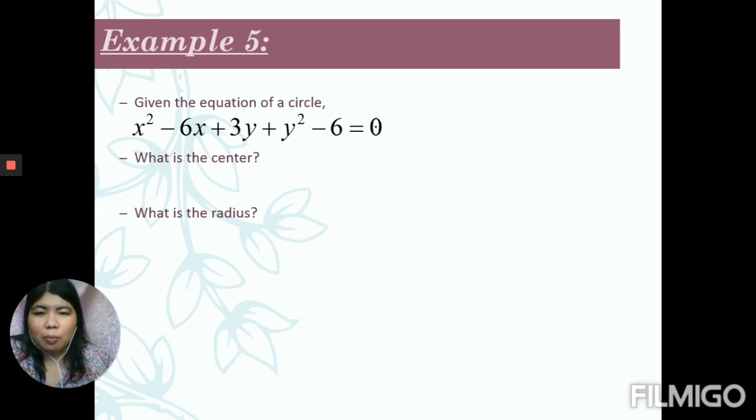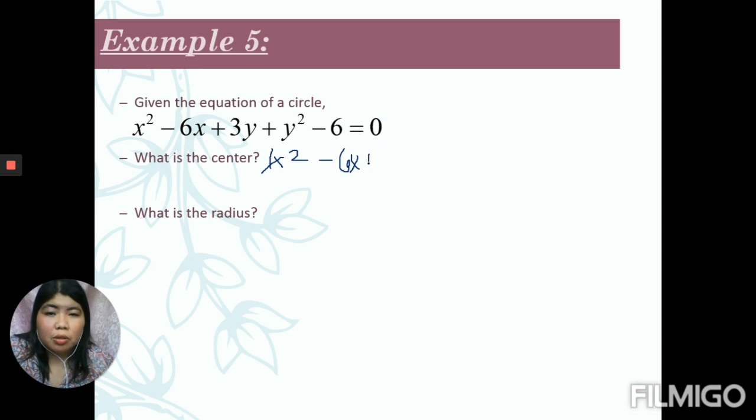Kung naaalala nyo yung completing the square, yun yung gagawin natin. We have to complete the square para maayos natin siya into standard form. So, ang unang gagawin natin is kailangan pagsamasamahin muna natin yung mga x, tapos yung mga y, tapos ililipat natin sa right side yung constant. So, let's try that. Halimbawa, sama muna natin yung x squared minus 6x.